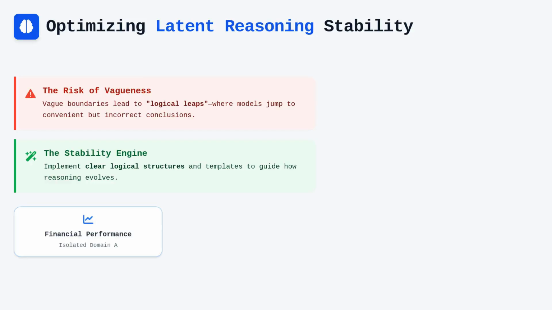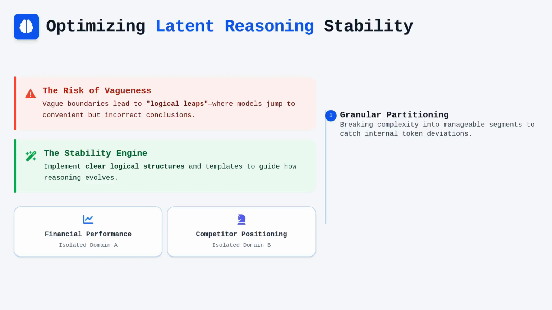You should define the domains of the reasoning, such as separating the analysis of financial performance from the evaluation of competitor positioning. By isolating these domains, the model is compelled to process each as a distinct logical unit. If the model fails to reach a consistent conclusion, it is often because the step-by-step logic was not granular enough to catch a deviation in the internal tokens.